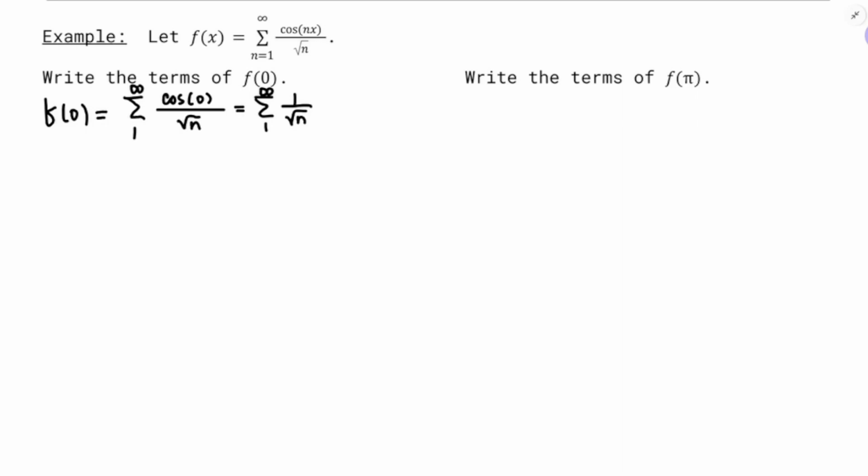And if I wanted to actually write out the terms, I'd start off with n equals 1, 1 over the square root of 1, that's 1, plus 1 over the square root of 2, plus 1 over the square root of 3, and I think I get the picture from there.